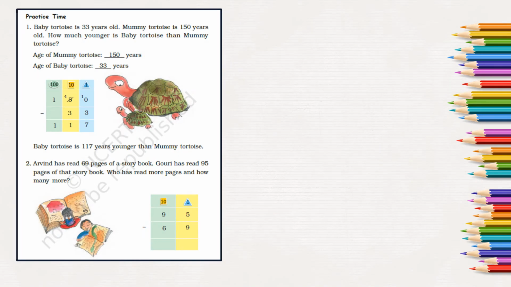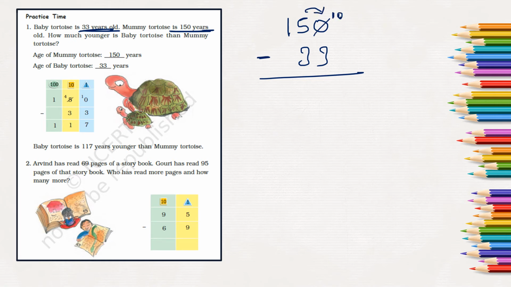Now, baby tortoise is 33 years old. Mom tortoise is 150 years old. How much younger is the baby tortoise? 150 minus 33. 0 minus 3 cannot happen, right? So we carry over. Here we now have 10 and here we have 4, right? So 10 minus 3 is 7. 4 minus 3 is 1. 1 minus 0 is 1. So the answer is 117.